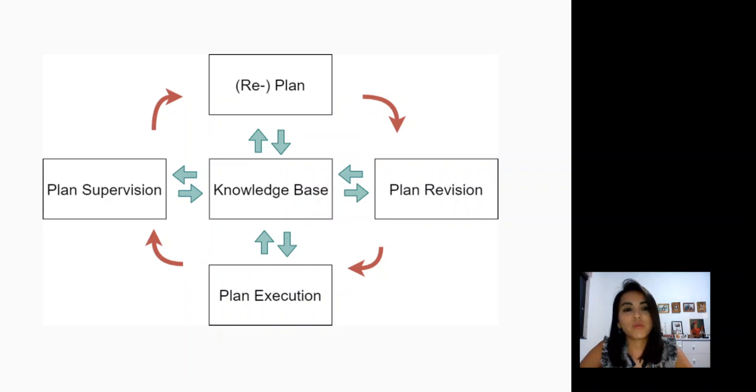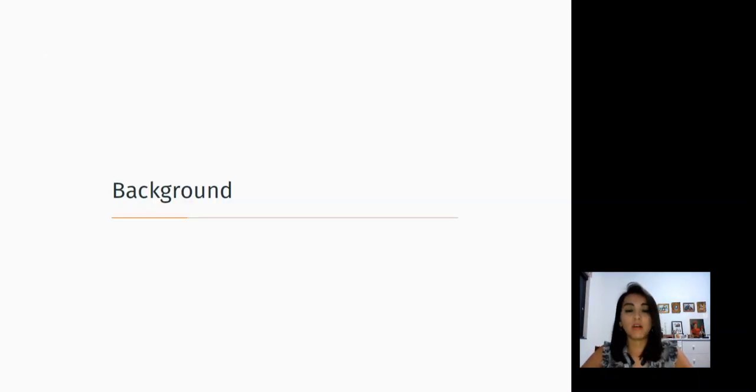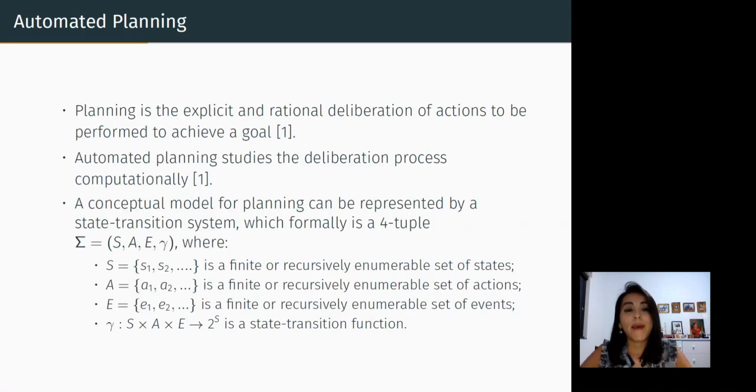In order to develop our approach, we use the following concept: automated planning. Planning is the explicit and rational deliberation of actions to be performed to achieve a goal. Automated planning studies this deliberation process computationally. Classic planning defines the planning problem as a state transition system, which is composed of a four-tuple that has states, actions, events, and a state transition function that describes the behavior of the system.